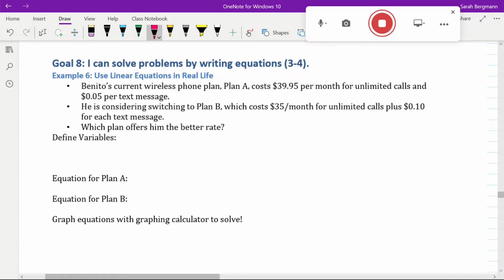So in order to figure this out, let's first define some variables. So one of the variables is how much he pays per month. That depends on how many texts he's sending. So we'll let y be the price he pays per month, since it's the dependent variable. It depends on how many text messages he sends. So the independent variable x is the number of text messages.